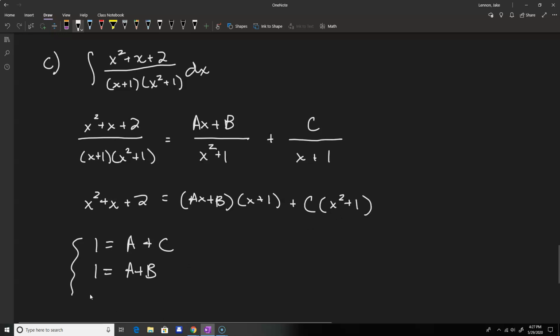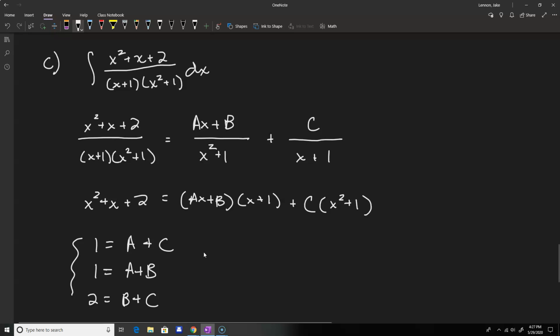All right, then the last, we're looking for constant terms. The only constant term from our first term on the right-hand side, Ax plus B times x plus 1, would be coming from your B times 1, so that would be B, and your constant term from the second group would be your C times 1. So we have these three equations.